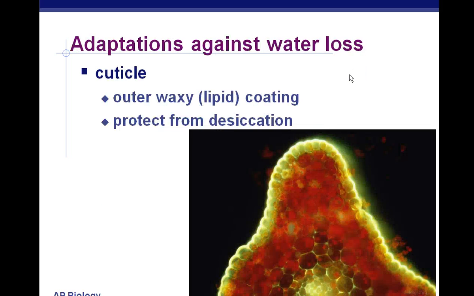All right, adaptations against water loss. You already wrote this down. A cuticle is that shiny waxy covering on the outside of plants, and this is protection against desiccation. Repeat after me. Desiccation means drying out. This waxy lipid coating is hydrophobic. If you remember, lipids are hydrophobic in general and protect against, they act as a water barrier.